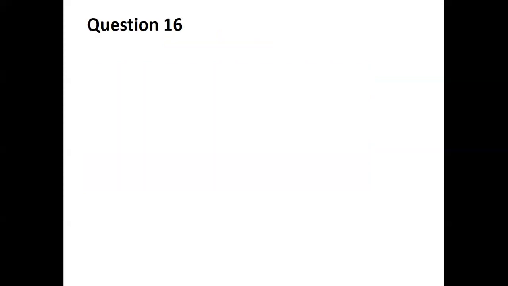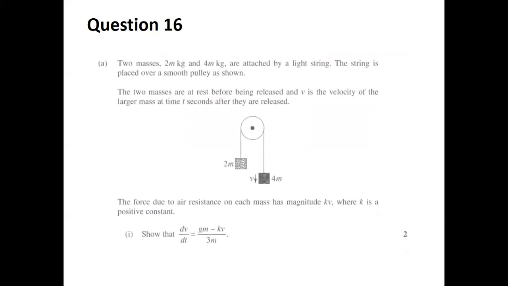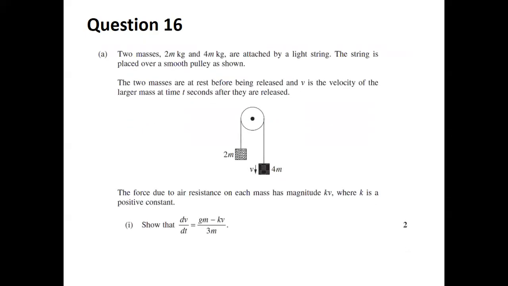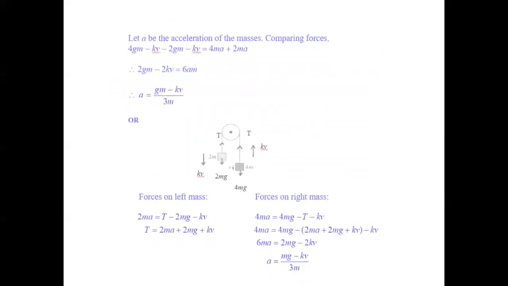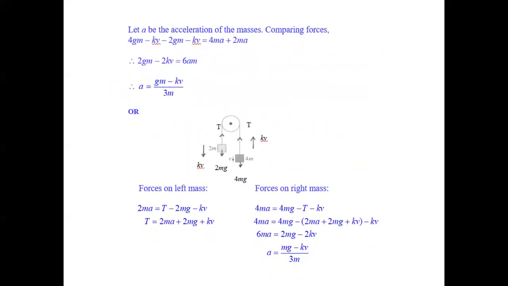So this is the beginning of question 16. So 16 part A, we have 2 masses, 2m kg and 4m kg. So they're attached by a light string, as you can see. Now, part 1, show that dv/dt equals (gm minus kv) all over 3m. So for this particular part, there's 2 ways of doing it.